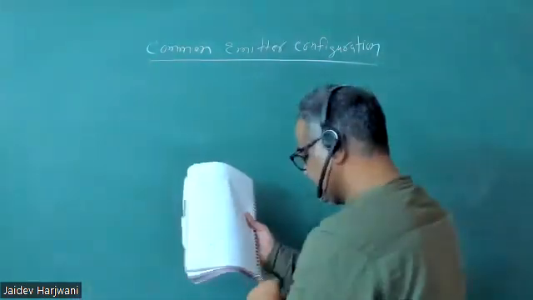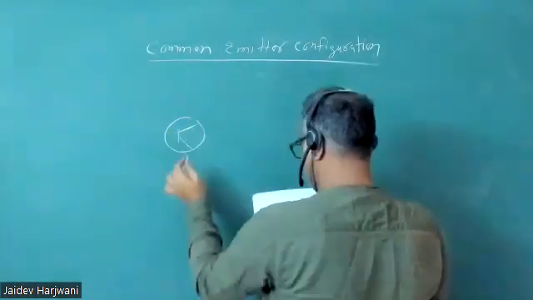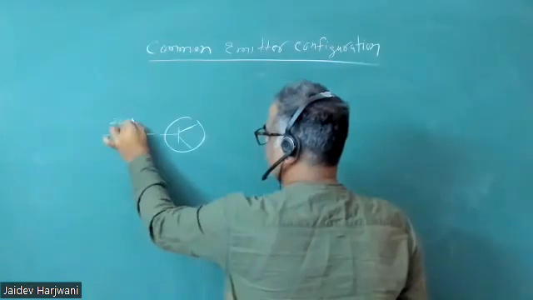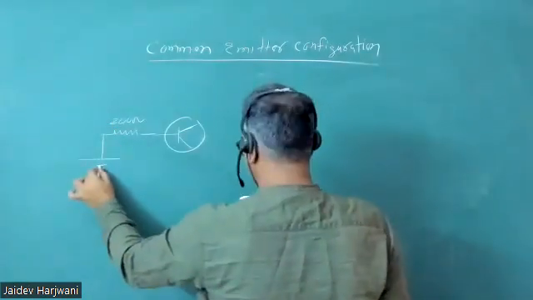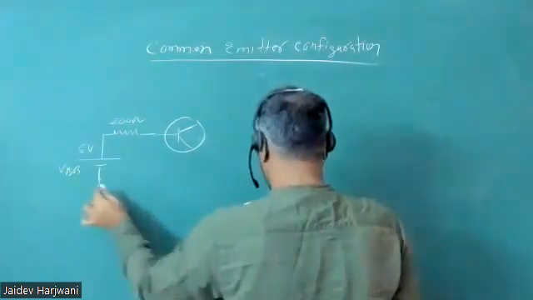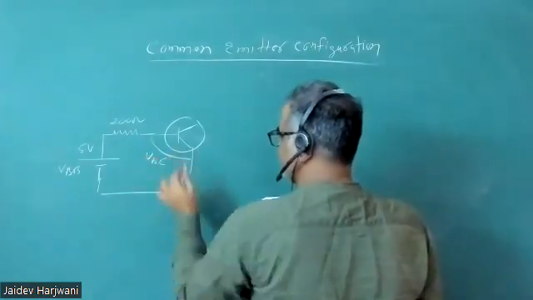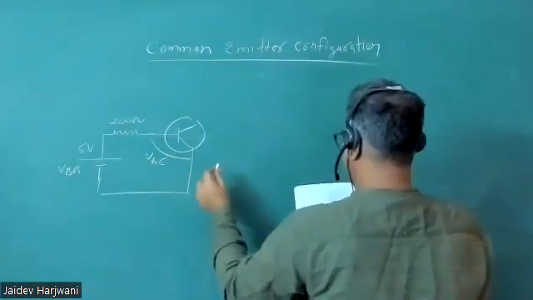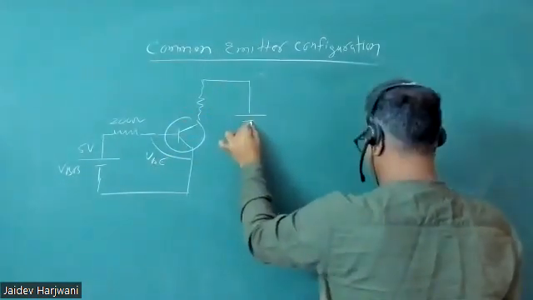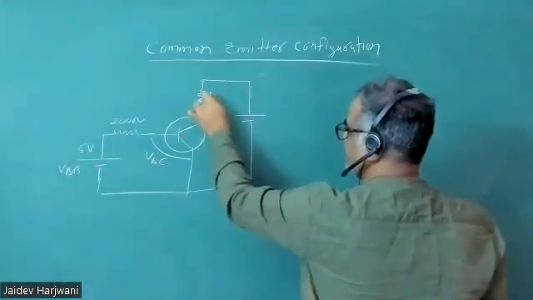Now let us say that I have a transistor, and this transistor has a resistance of 200 ohm. This is plus, this is minus, this is 5 volt. This is the VBB. Here you have a VB of 0.7, and here you have a collector, plus minus, and this is your 3 kilo ohm.